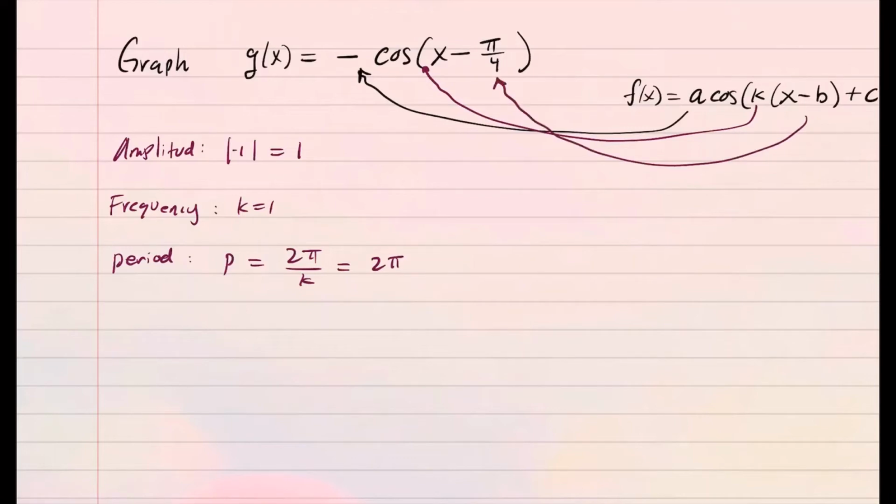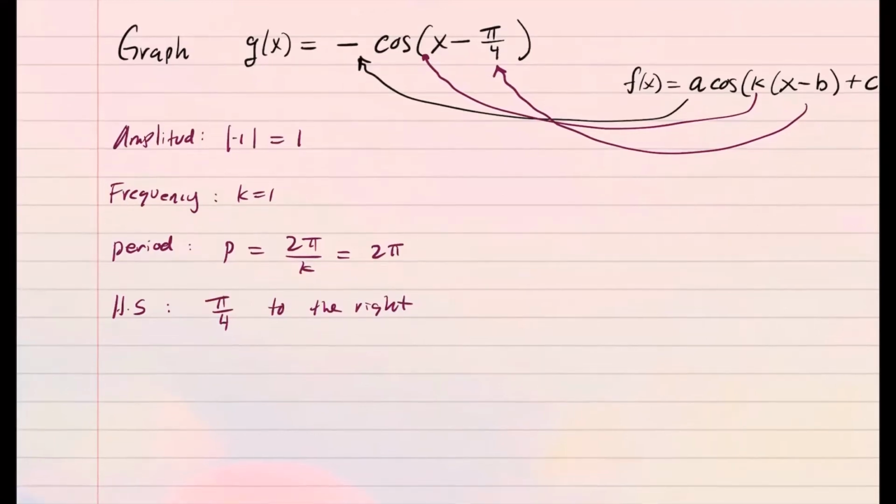Since it's negative pi over 4 inside the parentheses, we have a horizontal shift of pi over 4 to the right. So that means our x coordinates are going to shift to the right by pi over 4. So we'll talk about that a little bit later. Now let's go ahead and find the interval for one cycle. So the interval for one period, it's going to be from 0 to 2 pi before doing the shift.